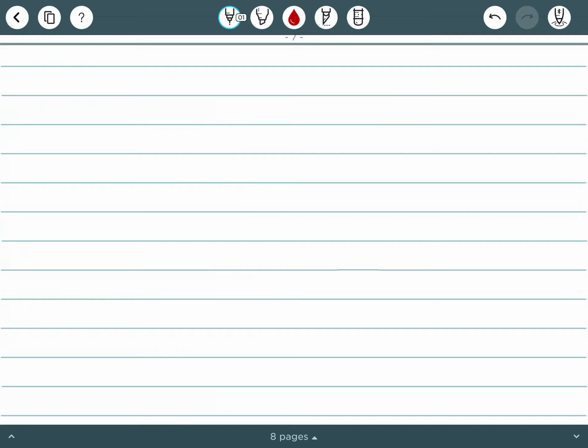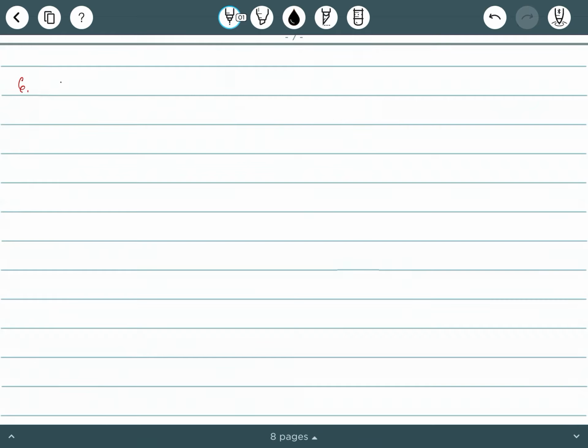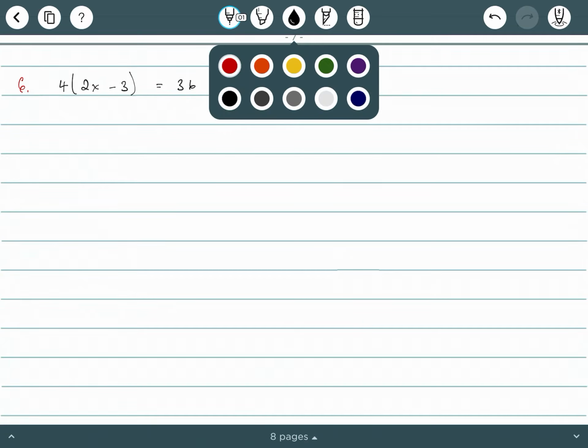If we take question, let's say we take question 6 there, okay? Let's just write out question 6. So it's saying 4 brackets 2x minus 3 close the brackets is equal to 36. Alright, let's just park that for 1 second.